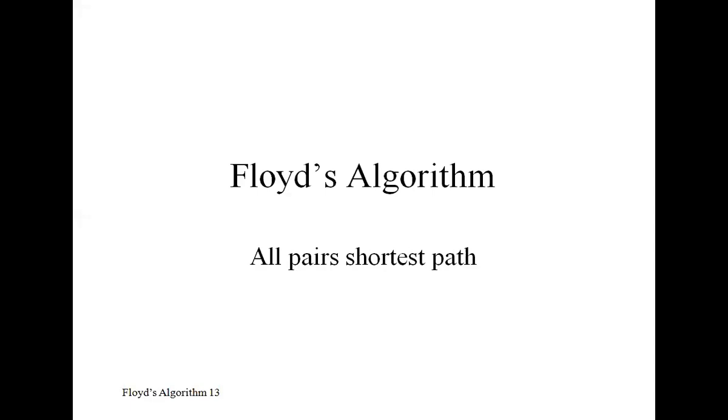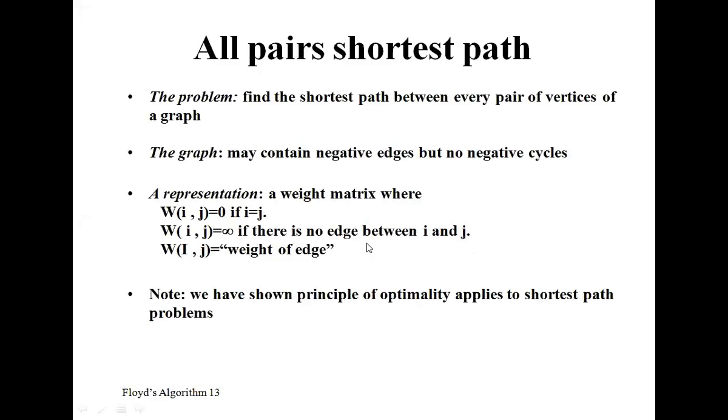So that can be solved by using Floyd's algorithm. So, all pairs shortest path. The problem: find the shortest path between every pair of vertices of a graph. The graph may contain negative edges but no negative cycles. Negative cycles are not allowed, but edges may be -3, -4 like this; negative edges may be present.